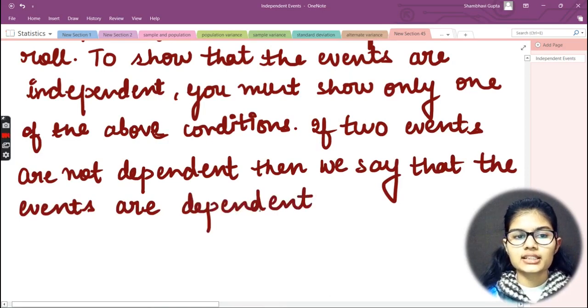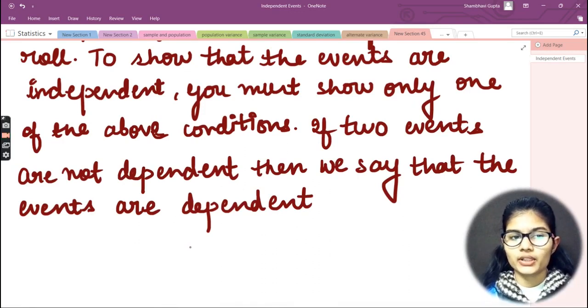Okay, so in that case, if the two events are not independent, we say that the events are dependent. Now the sampling which we have here can be done in two ways: with replacement or without replacement. These are the two methods with the help of which this sampling can be done. The first one is with replacement, and the second is without replacement. We'll see both in detail in the next video, not right here.